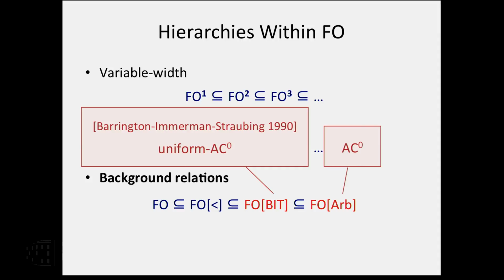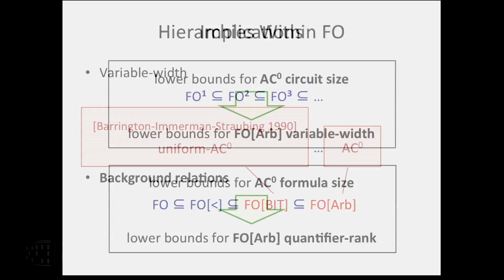If you look at first order logic with a bit predicate in the background, then nice results in descriptive complexity show that this corresponds to uniform AC0. But for what I'll be talking about, our lower bounds at least will apply to the non-uniform AC0, which corresponds to first order logic with arbitrary background predicates. Okay, I don't want to say too much more about this.